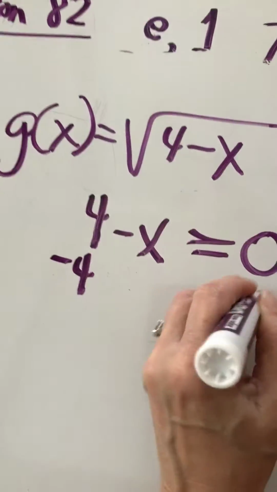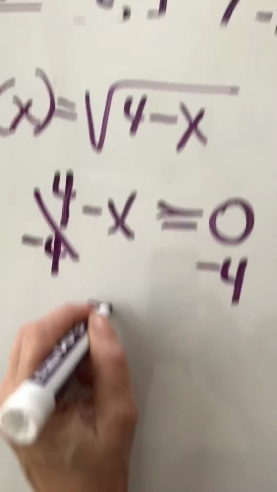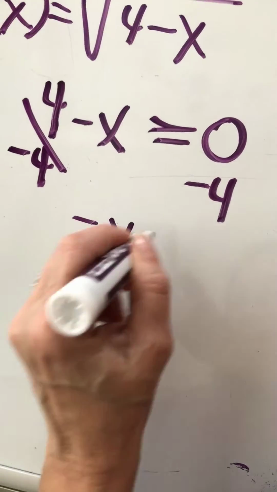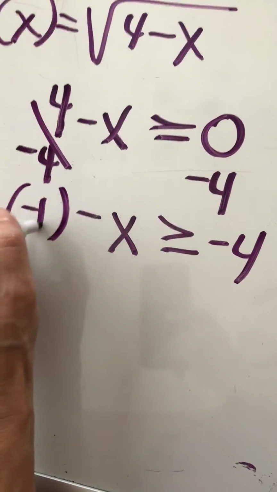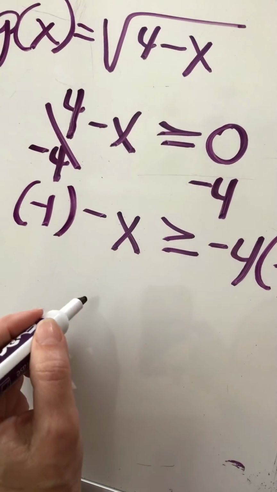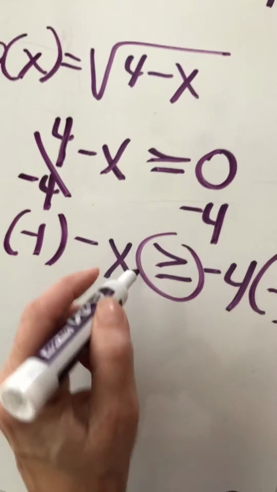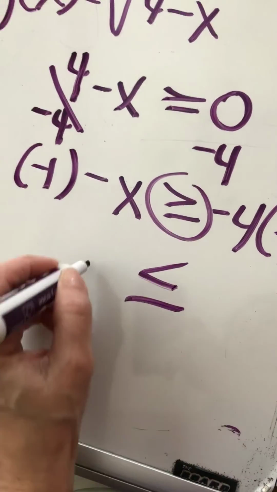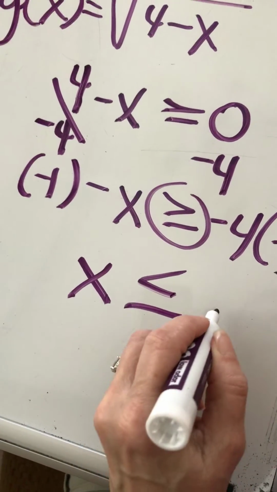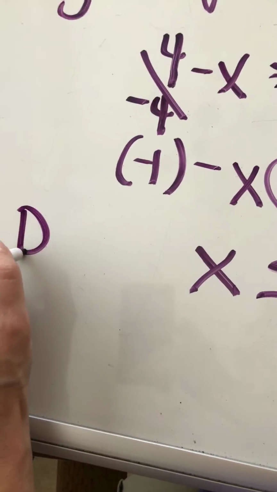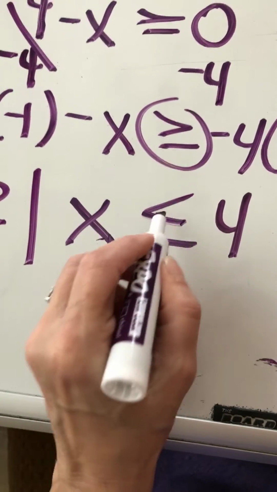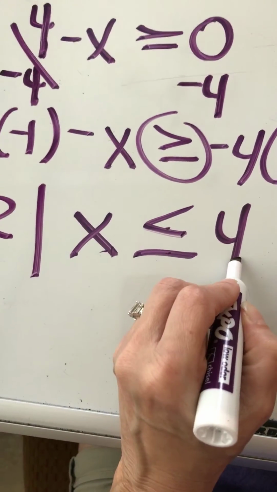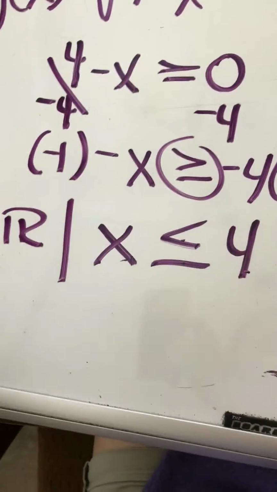So solving for x, I subtract 4. I have negative x greater than or equal to negative 4. I don't want to know what the negative of x is, so I multiply by negative 1 on both sides. When I multiply by negative 1, the direction of the sign changes, so I have x is less than or equal to 4. So, what is my domain? My domain is all reals such that x has to be less than or equal to 4. Okay, so that's number 8.